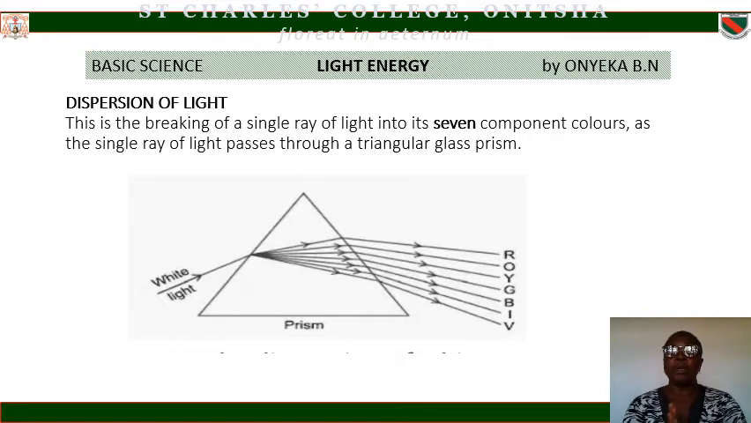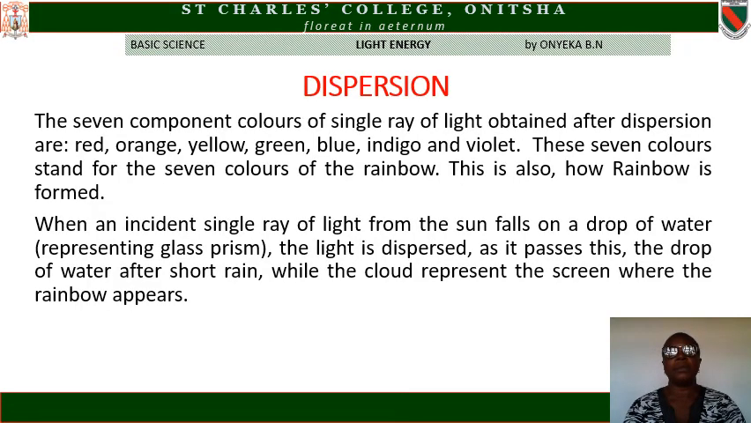which, you see, we use abbreviations to represent. R for red, O for orange, Y for yellow, G for green, B for blue, I for indigo, and V for violet. Dispersion. That is what I have explained in the diagram. And these 7 colors stand for the 7 colors of the rainbow.